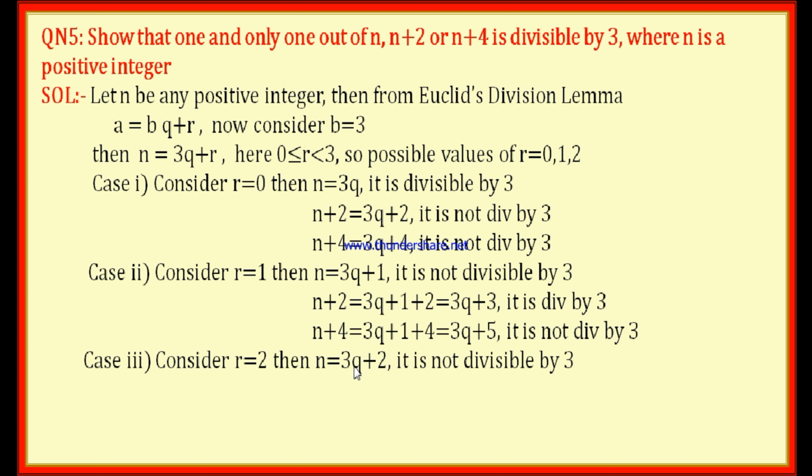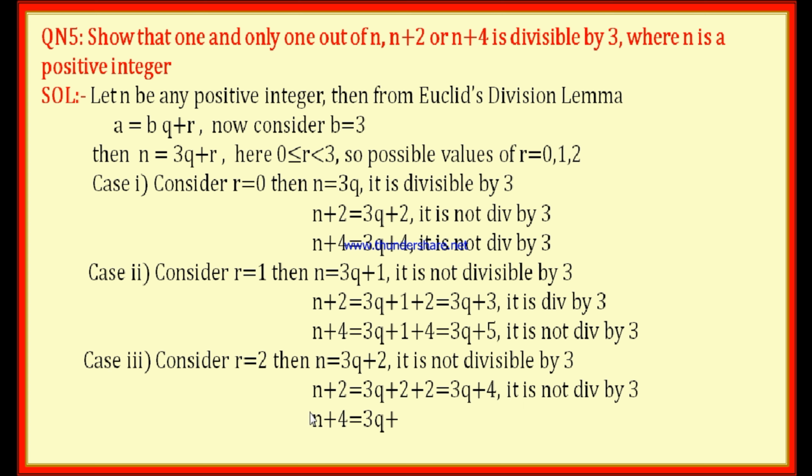Now if you verify, 3q is divisible by 3 but 2 is not divisible by 3. Therefore in total this n value is not divisible by 3. Then the second value, n plus 2. n plus 2 means n value is 3q plus 2 plus this plus 2, which is 3q plus 4. Here 3q is divisible by 3 but 4 is not divisible by 3. Therefore in total this n plus 2 is not divisible by 3.